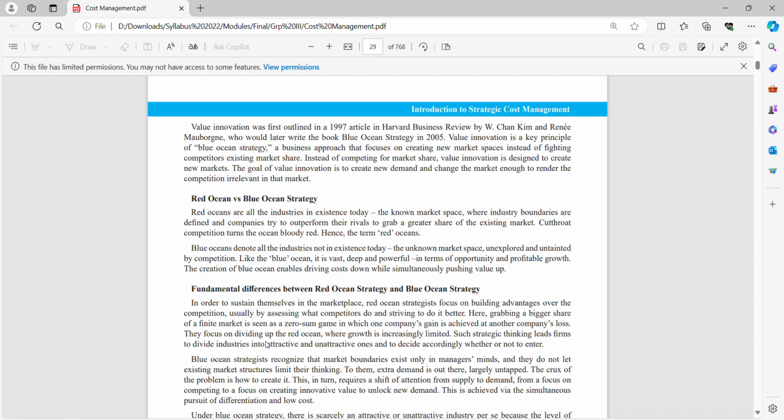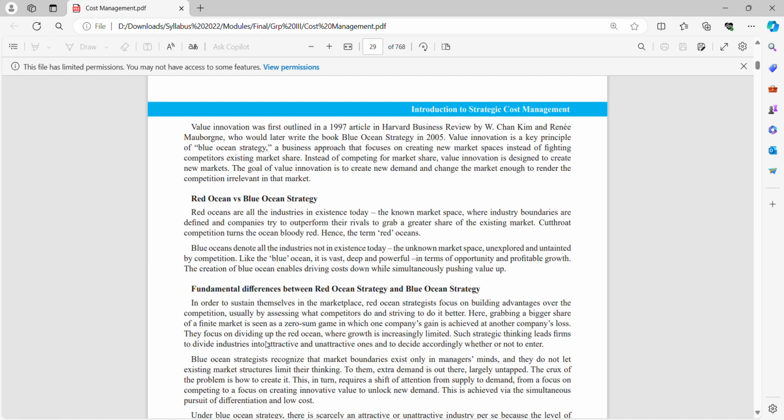Red ocean versus blue ocean strategy. Red oceans are all the industries in existence today: the known market space where industry boundaries are defined and companies try to outperform their rivals to grab a greater share of the existing market. Cutthroat competition turns the ocean bloody red, hence the term red ocean. So we have a red ocean.